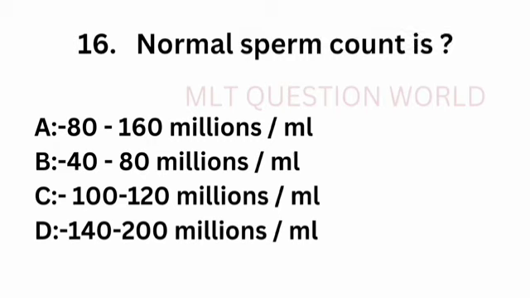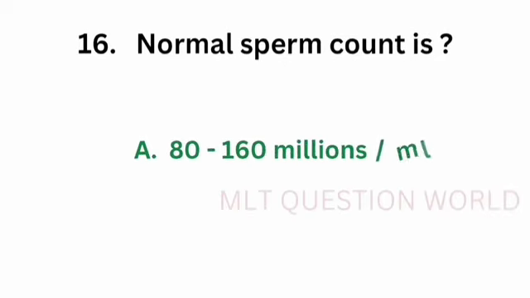Question number 16. Normal sperm count is option A 80 to 160 millions per ml. Option B 40 to 80 millions per ml. Option C 100 to 120 millions per ml. Option D 140 to 200 millions per ml. The correct answer is option A, 80 to 160 millions per ml. Normal sperm count is 80 to 160 millions per ml.